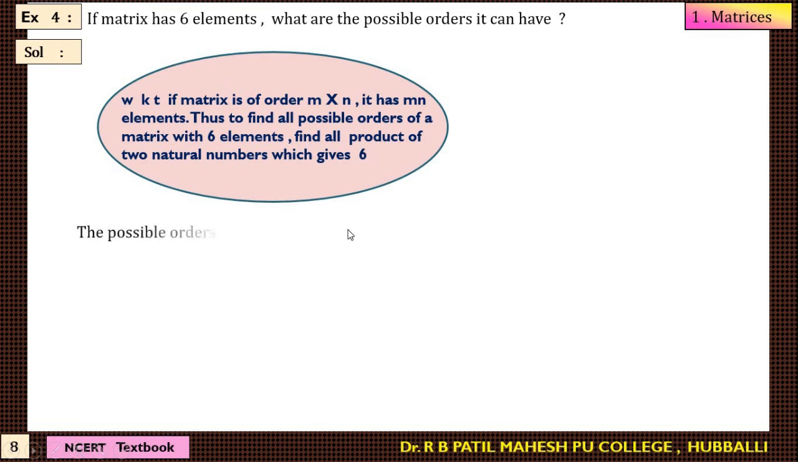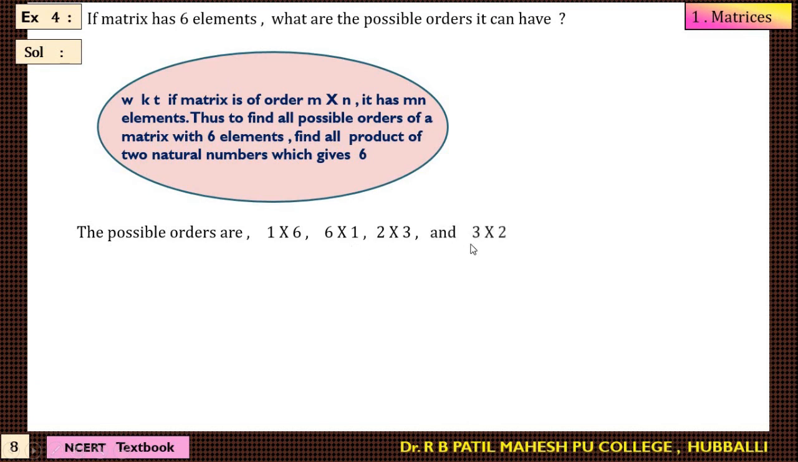So that means the possible orders are 1 into 6. See here, this becomes one order, because when you multiply you will get 6 elements. So this is one possible order. Another possible order is 6 into 1, because this product is also 6 now. This is a different order matrix. Next, 2 cross 3. That means when you multiply you will get 6 elements. So using 6 elements we can construct a 2 cross 3 order matrix. The same way 1 cross 6 and 6 cross 1.